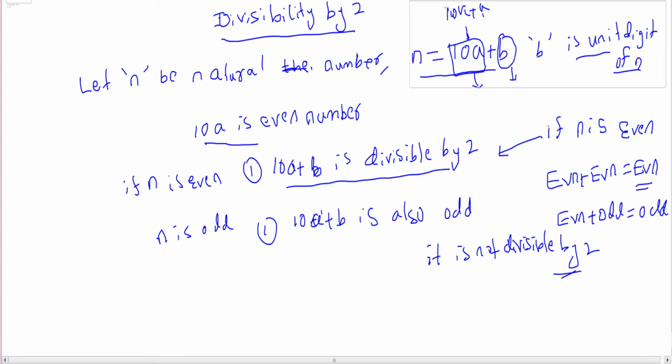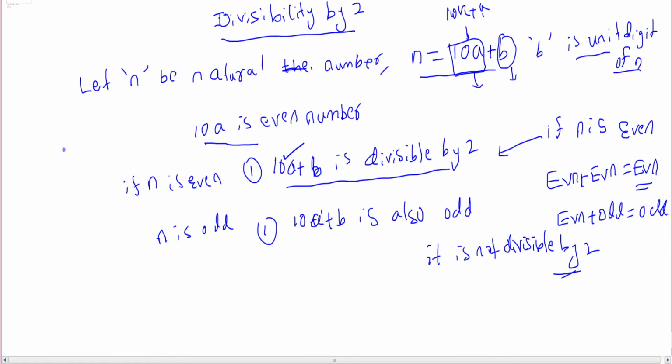This is all about divisibility by 2. The only thing you have to remember and understand is that any number can be represented in the form of 10a plus b. This b is the unit digit. 10a is definitely divisible by 2. When is b going to be divisible? When it is even, then only.